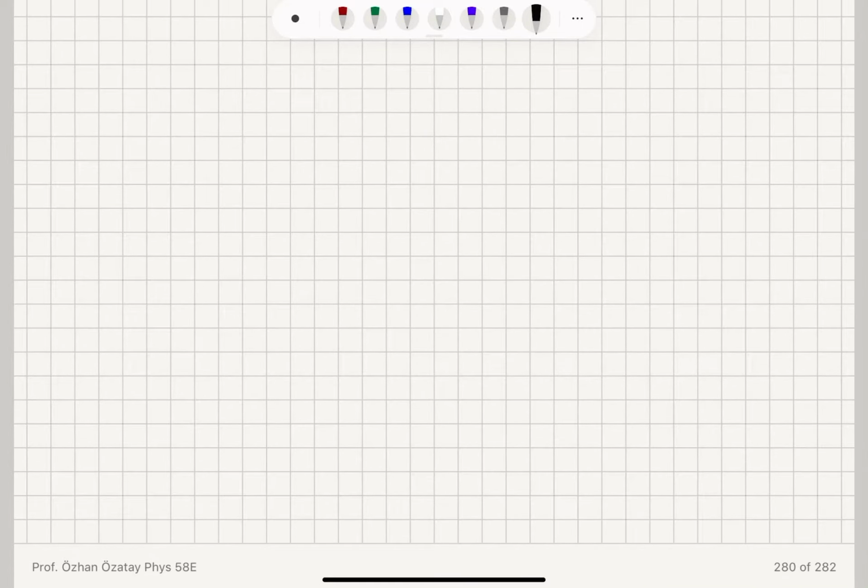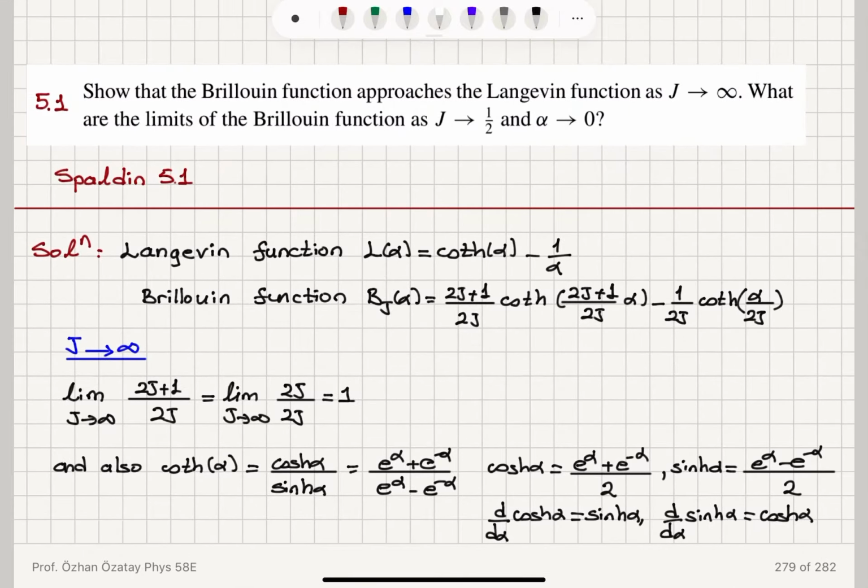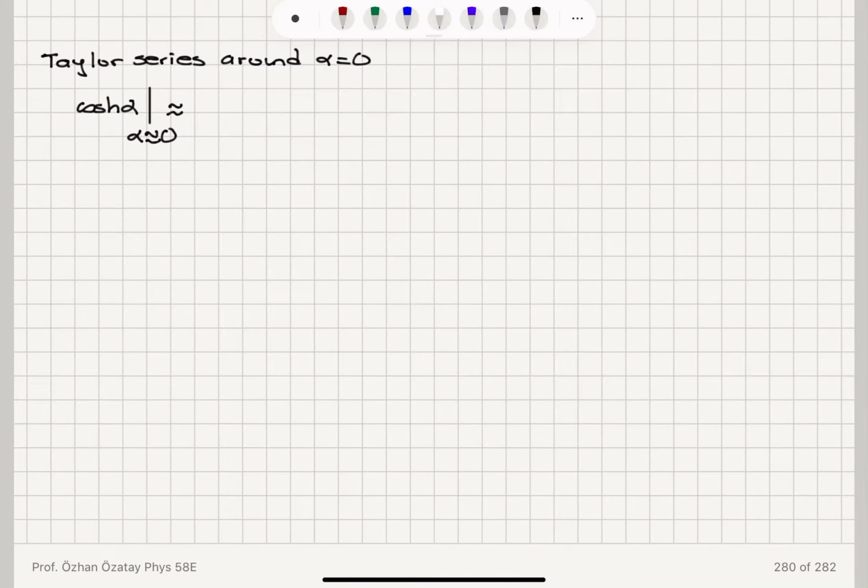We're going to utilize this in the Taylor series expansion. So if we do a Taylor series around alpha equals 0, we're working on cosine hyperbolic alpha to start with, with alpha in the vicinity of 0. So this will be approximately, first we have to evaluate the function at alpha equals 0. Alpha equals 0 gives us 1 plus 1 divided by 2, so this is going to give us 1. So that's the first term.